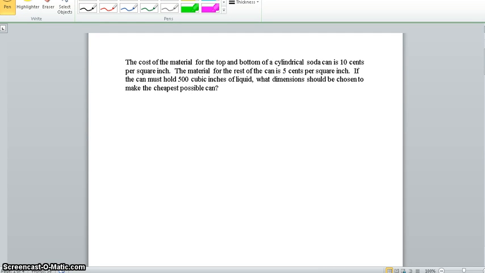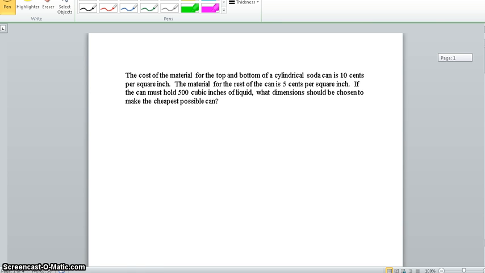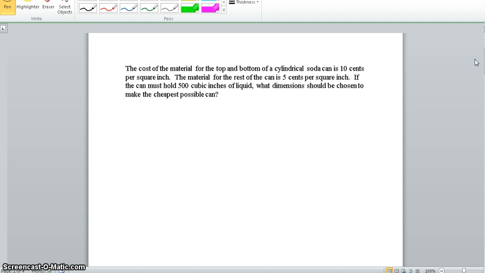Okay, so for this video we're going to solve the problem that's on the screen, and this is an optimization problem from calculus. Basically what it boils down to is we want to find the minimum cost for making the can with the given conditions in the problem.